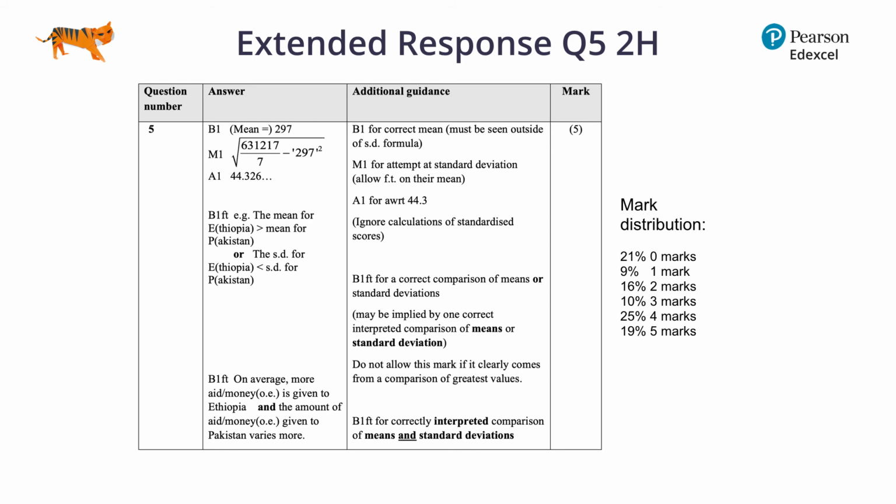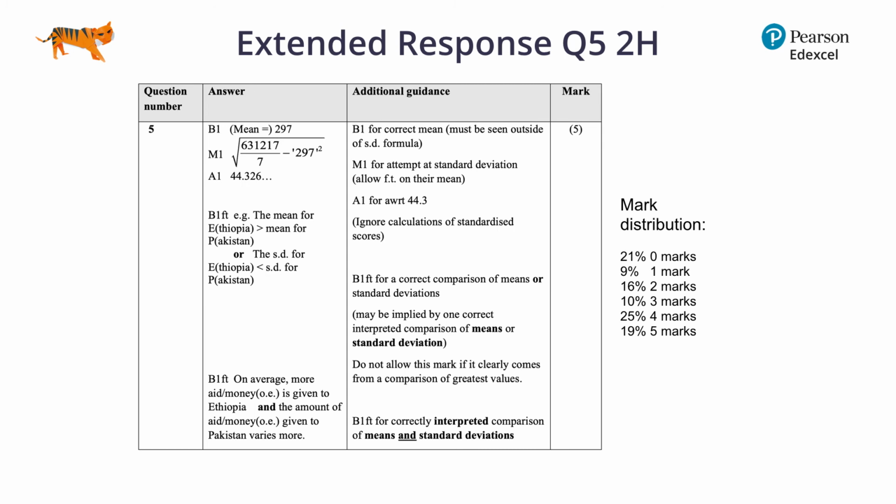To gain the first mark, they needed to give a correct mean of 297. The next 2 marks are given for a correct calculation and answer for the standard deviation of 44.3. The next mark is for a correct comparison of their mean or standard deviation, and the final mark is a correct interpretation of both the mean and the standard deviation.